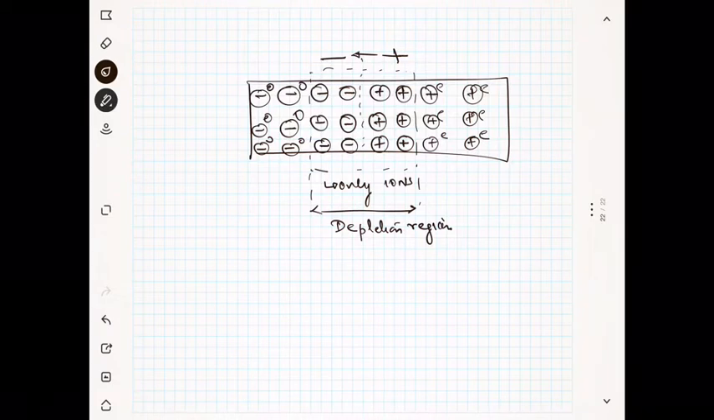Now we will see, okay, these holes I will show with red color, that's better. The holes I will show with the red color.